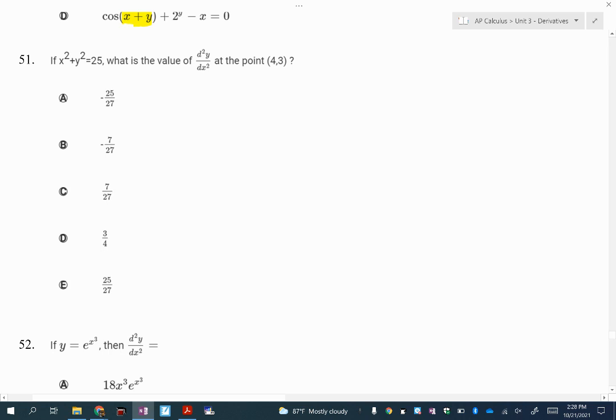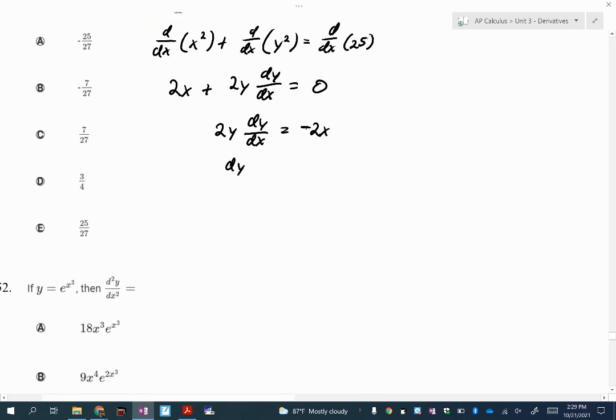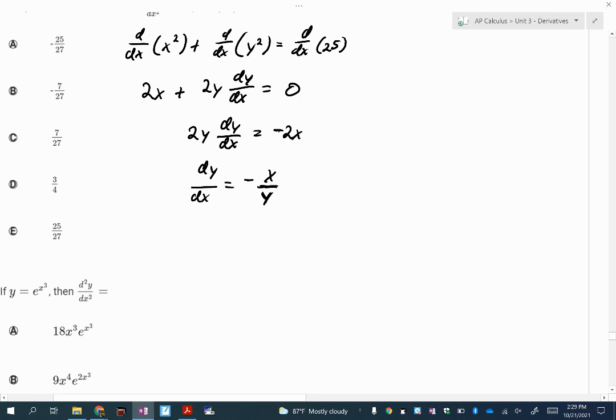So we have the derivative of x squared plus the derivative of y squared equals the derivative of 25. So that's 2x plus 2y times dy dx equals 0. Move the 2x over, get negative 2x, divide both sides, and you get dy dx is going to be negative x over y. We already did that. All right, now I'm going to find the second derivative of this.